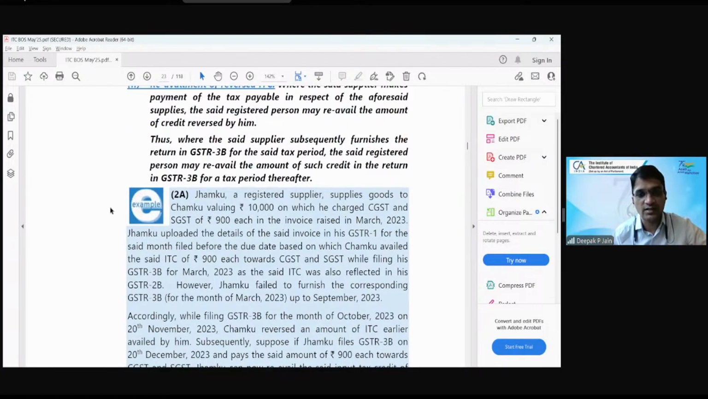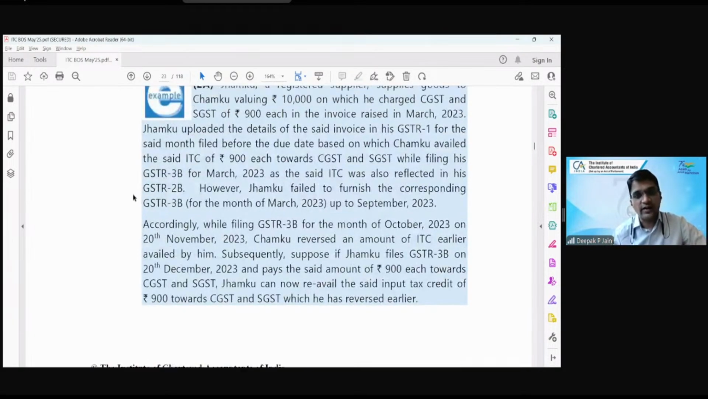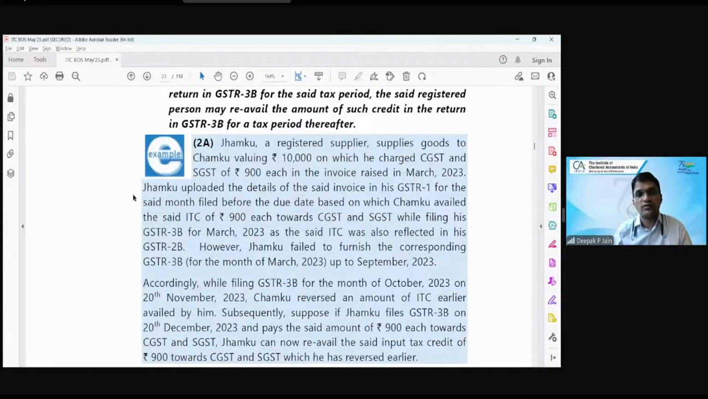Jamku is a registered supplier. He supplies goods to Chamku. Wow. So already GST law is very confusing, and in these examples, Jamku and Champu, it will be even more confusing. Fine, no problem. You have to get prepared for this because in your exams also, they will try to find some names which will be very weird. You don't have to get too involved in it because the facts are important, not the names. They will only try to confuse you, so you have to be alert.